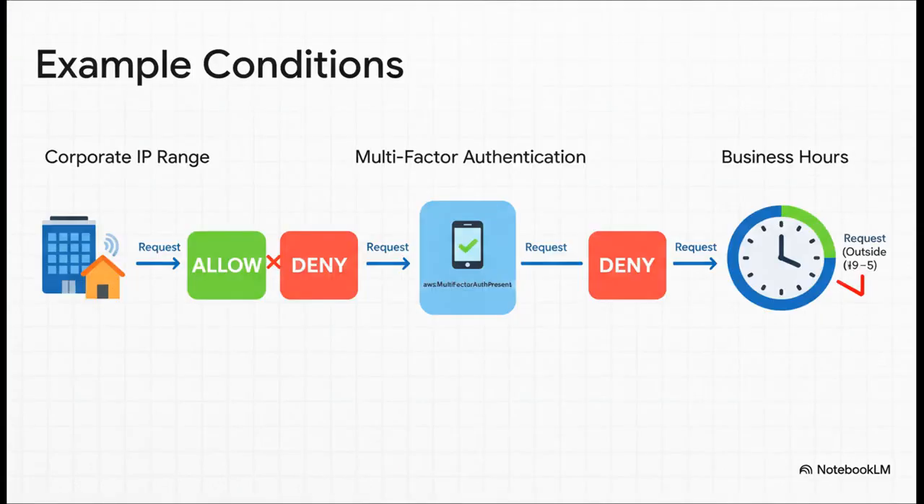So what kind of things can you do? Well, you could say a user can only access this bucket if their request comes from our corporate IP range. That's AWS source IP. Or maybe they can only delete a resource if they've authenticated with MFA. That's AWS multi-factor auth present. You can even get as specific as saying, you can only start this instance during business hours. The possibilities here are incredible.